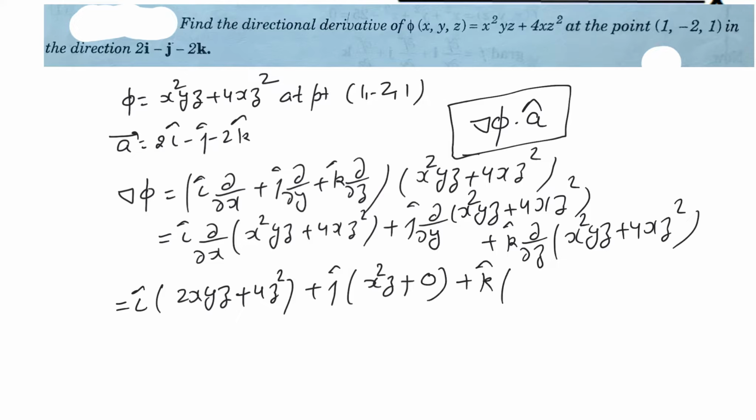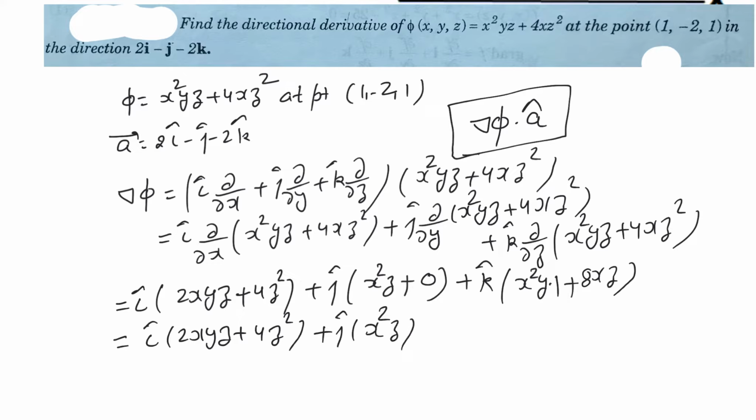Now k cap, this is differentiation with respect to z, keeping x and y constant. Z is of x²y, differentiation of z is 1, plus here 4 is constant, x is constant, differentiation of z² is 2z. So 2 into 4 is 8. It will be 8xz. So this is equal to i cap 2xyz plus 4z² plus j cap x²z plus k cap x²y plus 8xz.